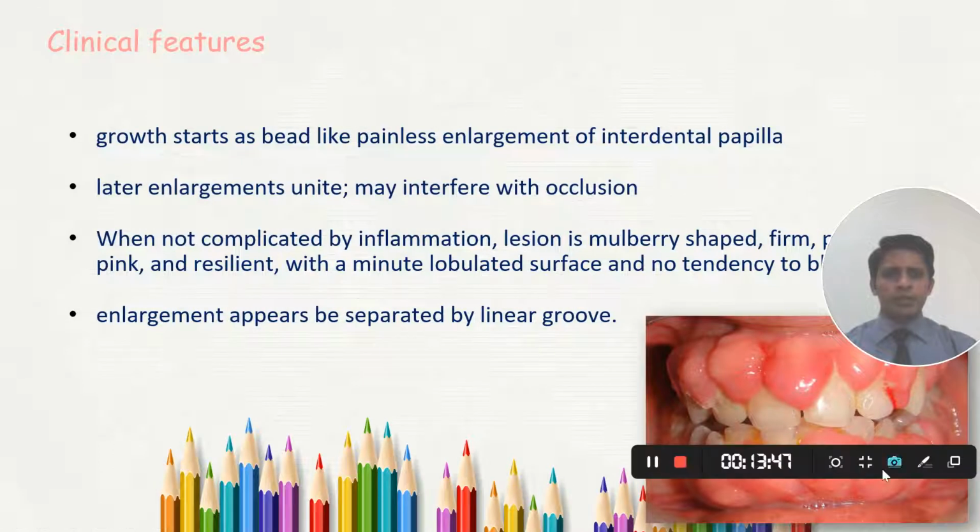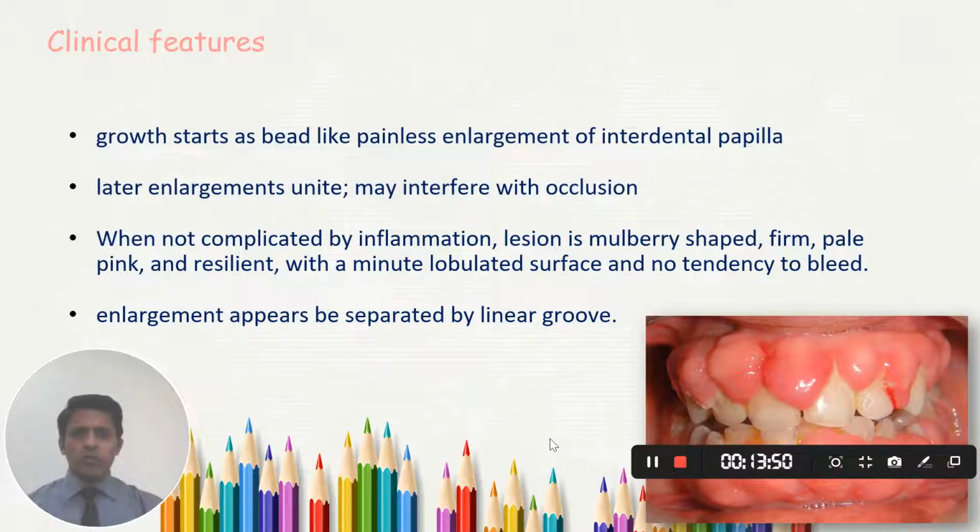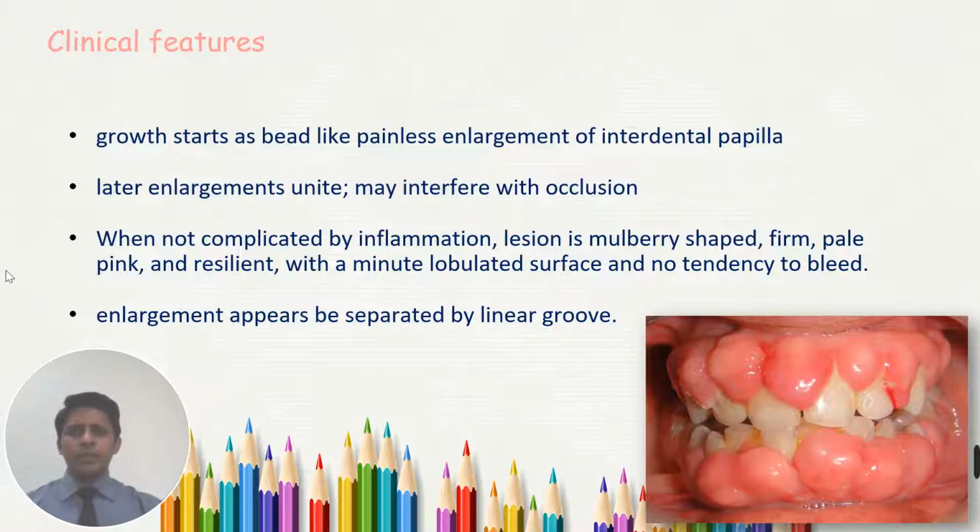First, we will see the clinical features of drug-induced gingival enlargement. The growth starts as a bead-like painless enlargement of the interdental papilla. Later, the enlargement may unite and interfere with the occlusion. When not complicated by inflammation, the lesion is mulberry shaped, firm, pale pink and resilient with a minute lobulated surface and no tendency to bleed. The enlargement appears to be separated by linear grooves. Here you can see linear grooves.